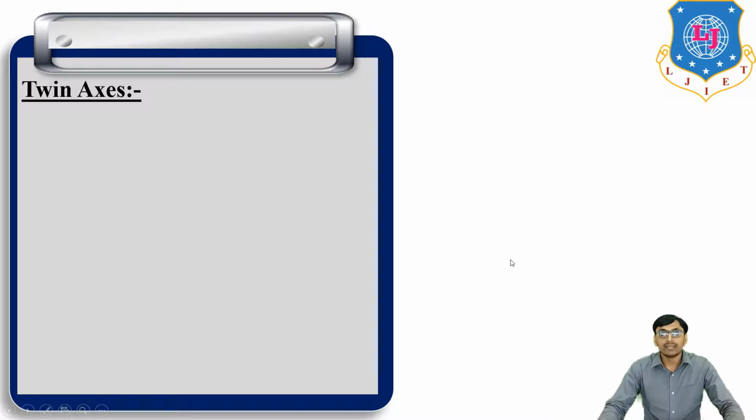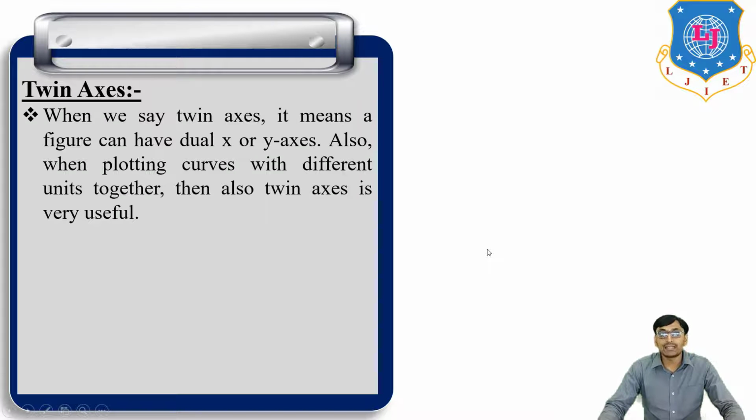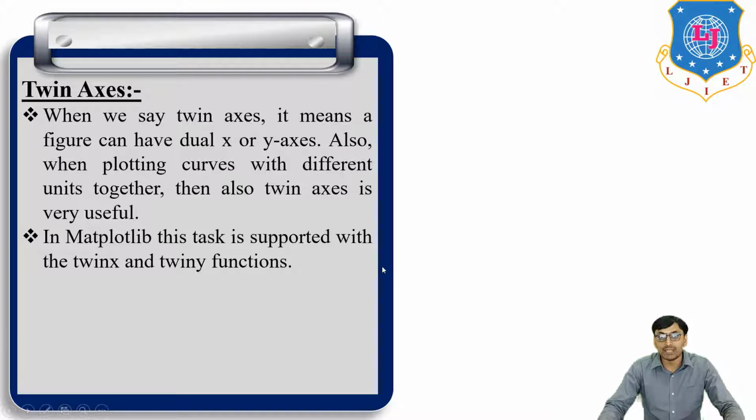Okay, then next one, twin axis. When we say twin axis, it means a figure can have dual x or y axes. Also, when plotting curves with different units together, then also twin axis is very useful. In matplotlib, this task is supported with the twinx and twiny functions.